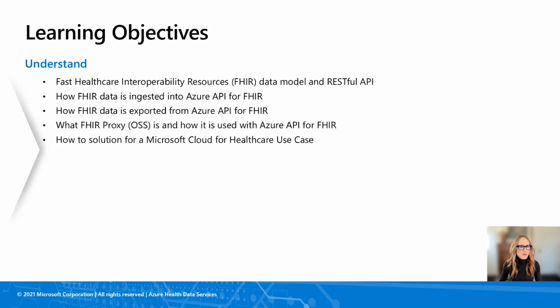As you walk out of this module, we'd love to have you feel comfortable with how FHIR operates in a REST data model, how data is ingested into the API for FHIR, and certainly how data egress out of our tools works. What is proxy OSS and some other capabilities that we've built to wrap around the API for FHIR and enable fine-grained access and other fine-grained controls, and how to specifically solution for a Microsoft Cloud for Healthcare use case.